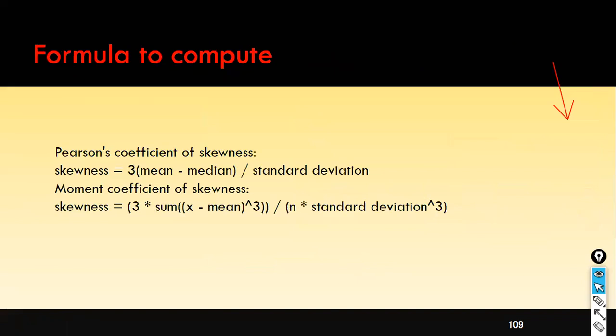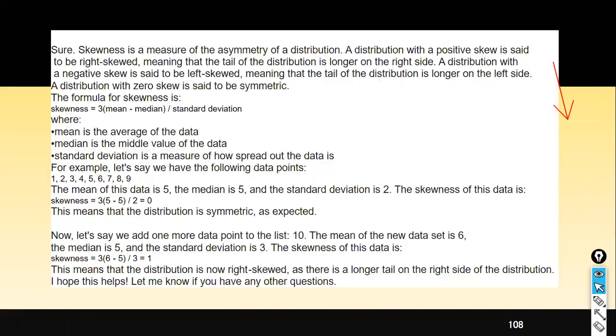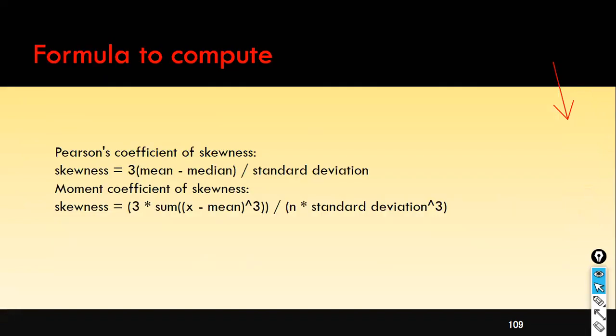Okay, next one is how to compute the skewness. Is there any formula available to compute the skewness? We know what skewness is. Skewness is a measure of asymmetry of a distribution. Just by visualizing the histogram, we can tell whether the distribution pattern of the given data is normally distributed, left skewed or right skewed.